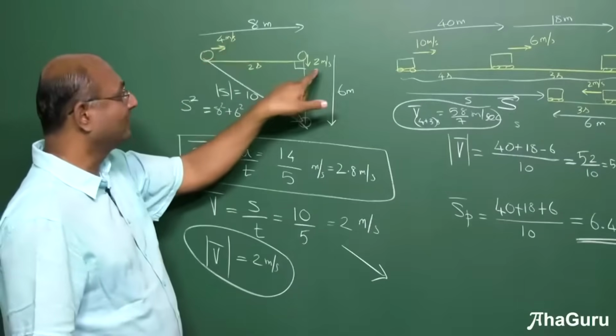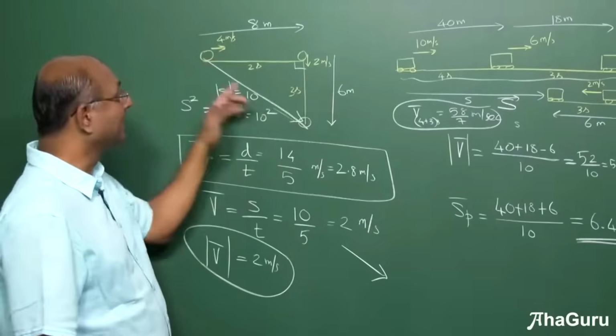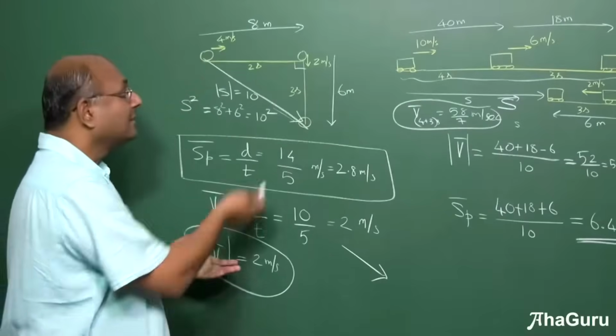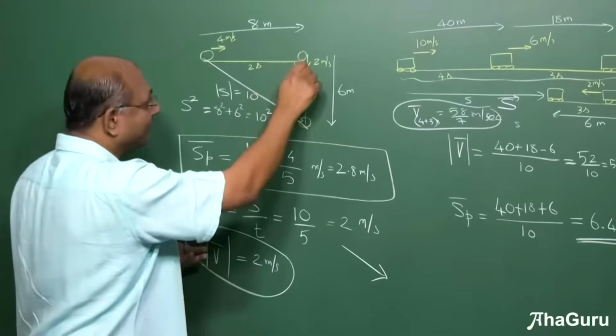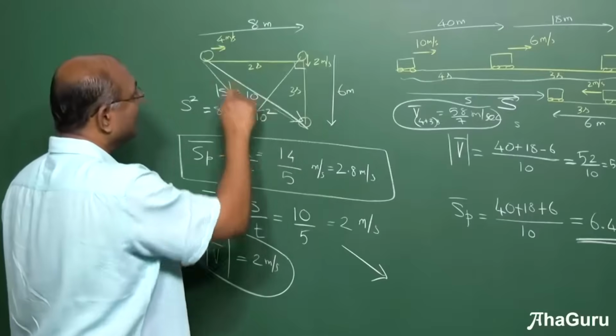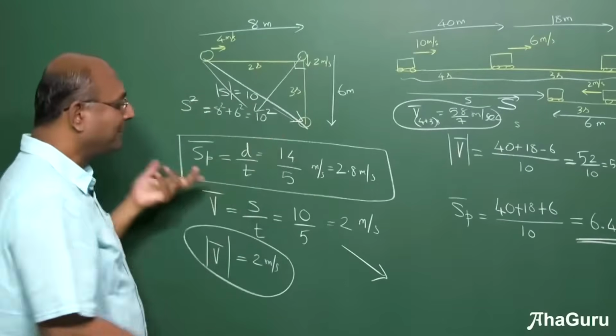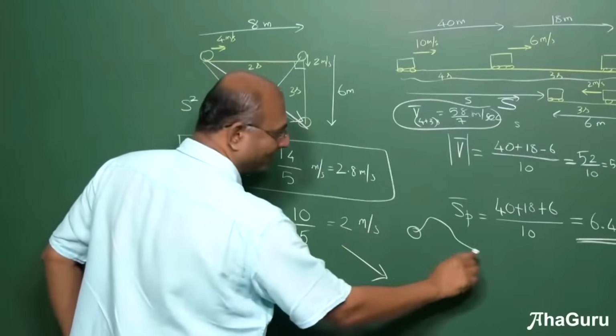Notice, what is this velocity? 4 meters per second. What is this velocity? 2 meters per second. But what is the average velocity? That's also 2 meters per second. Sometimes it's even possible. So instead of going this way, suppose I went like this, average velocity may be even less than all of these velocities.